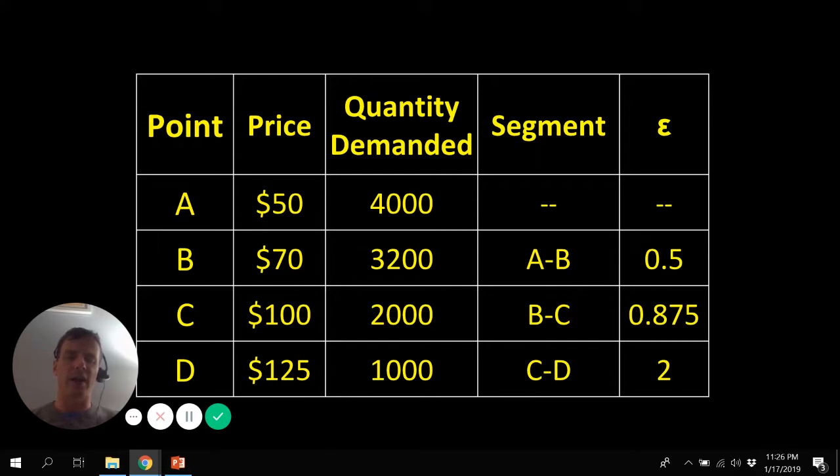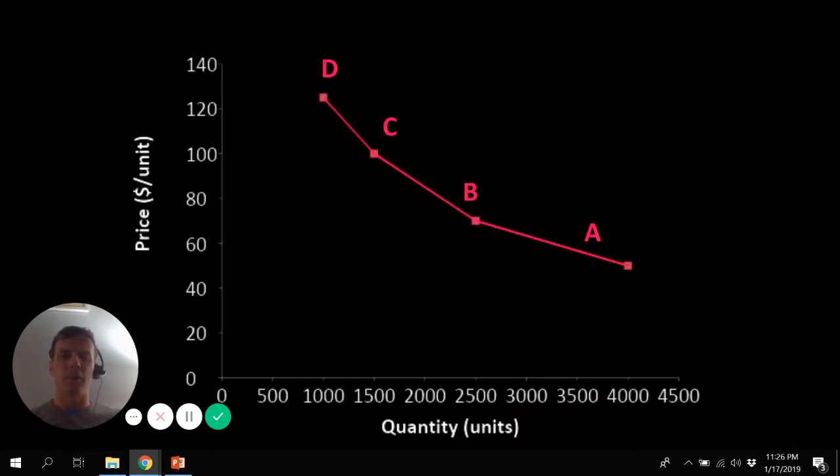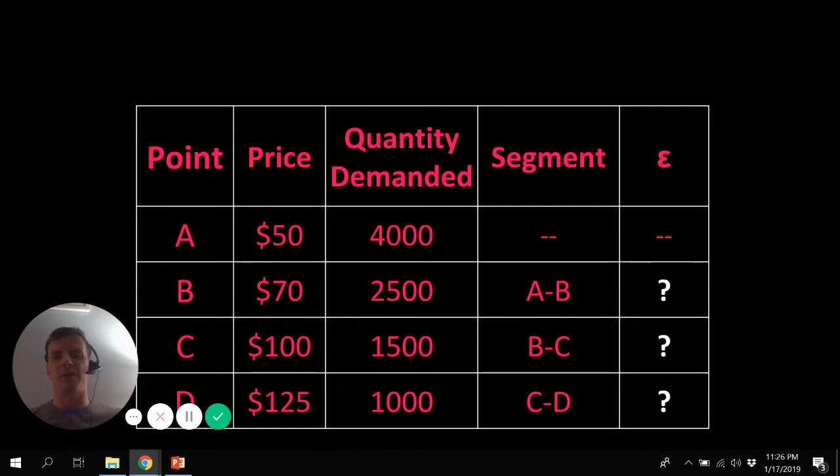And when the price is higher, the price elasticity of demand is greater than 1, so it's pretty elastic. Okay, let's look at another example here. This is a different demand curve that's nonlinear, but again, we have 4 different points along the demand curve in 3 different distinct segments, A to B, B to C, and C to D. And we could do something similar here.